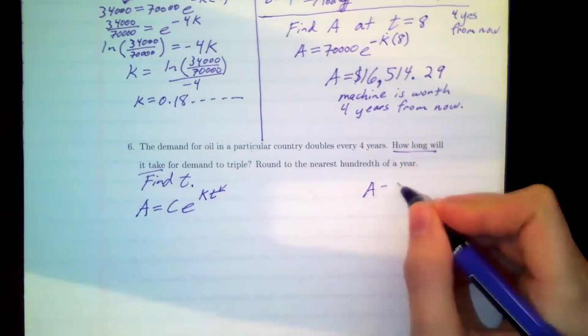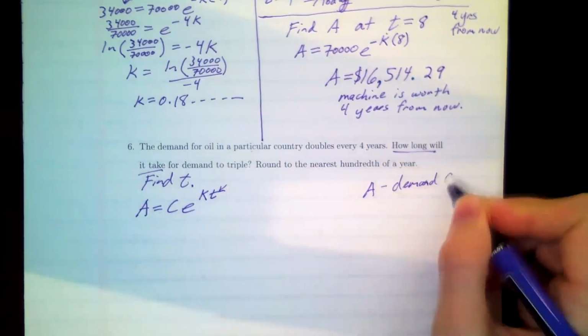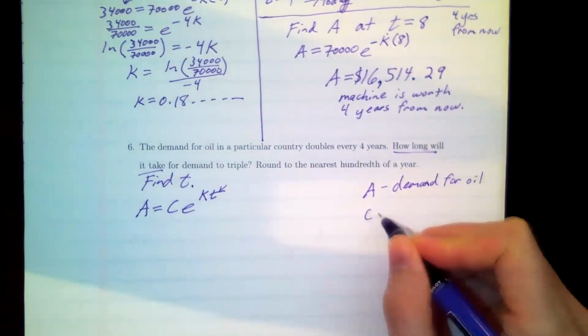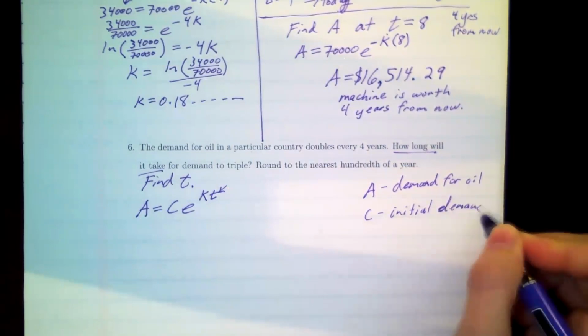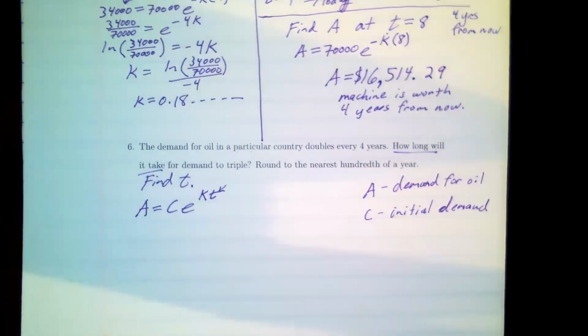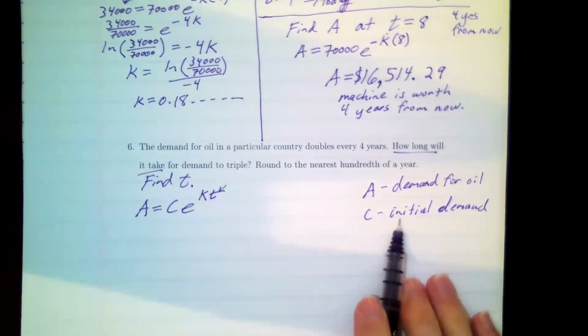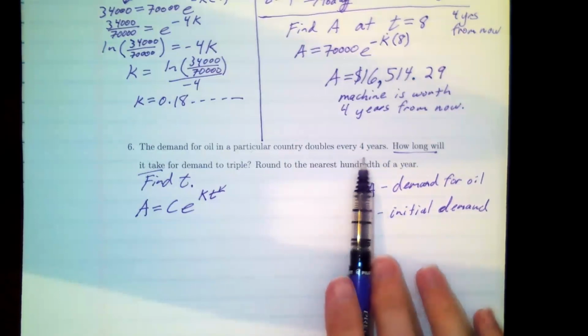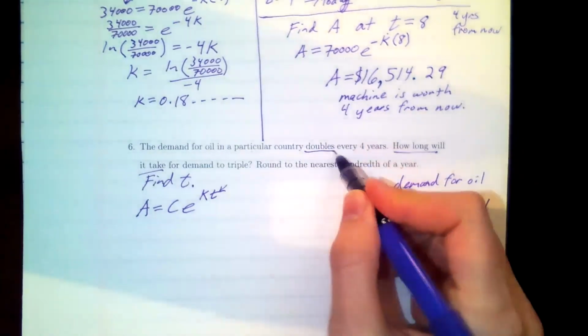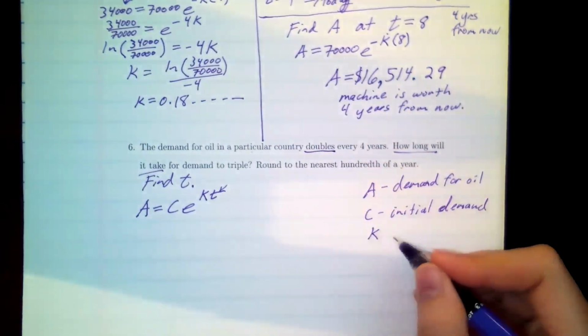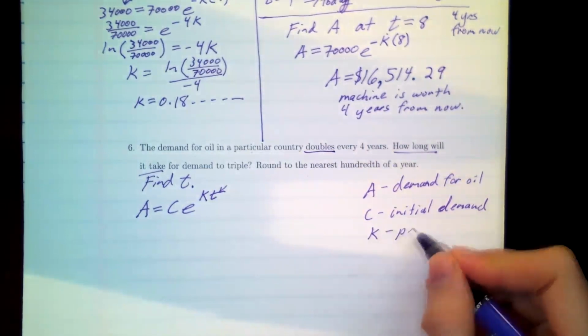So if A represents the demand of oil, and C therefore would have to represent the initial demand of oil, they didn't tell you what the demand was. They didn't say right now we're consuming 20,000 barrels of oil. They didn't tell me exactly how much oil the demand was. But they did tell me that it doubles. And you should be careful there though, because doubles is not K. K represents a percentage. It represents a percent of growth.